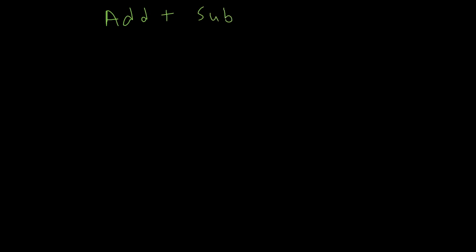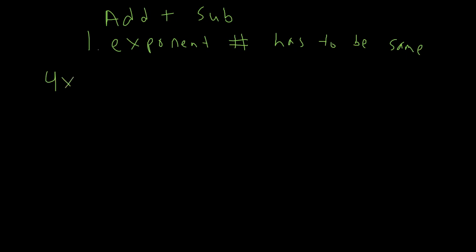And the only rule to this one is that the exponent number has to be the same for you to add them. So let's look at an example. So let's say we have 4x squared plus 2x plus 6x squared.